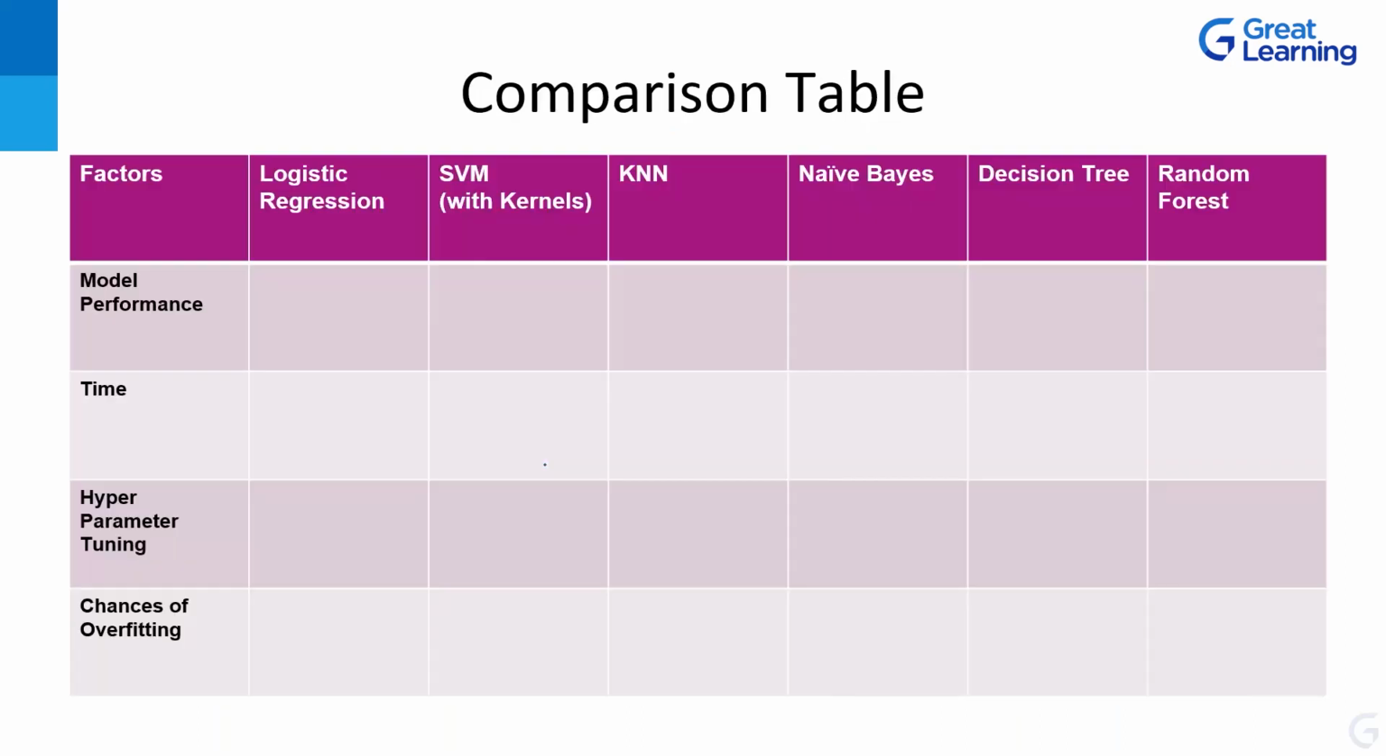At the end of our session, we would like to fill this kind of table where we would have all the popular classification algorithms out there. So we'll be covering the basic classification algorithms that you might have covered: logistic regression, SVM, KNN, naive Bayes, decision tree, and random forest. And at the end, we would like to write down our results on model performance, time taken, hyperparameter tuning, and model complexity, which we are going to denote by how likely the model is to overfit.